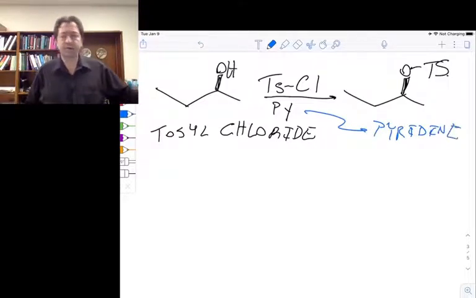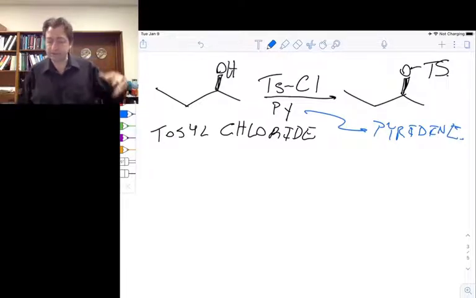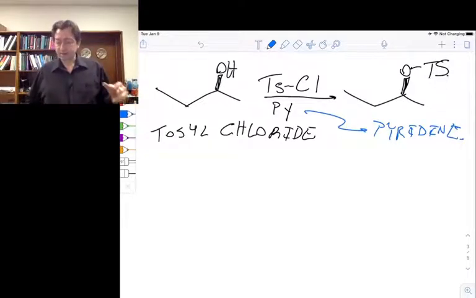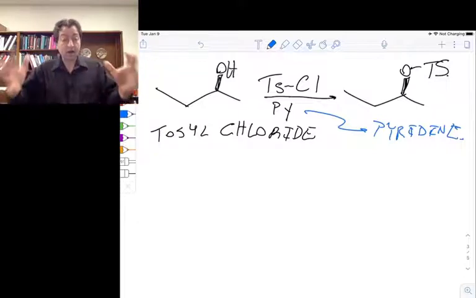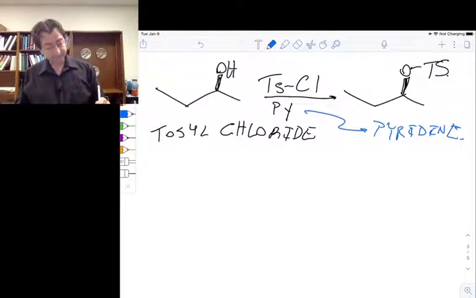And the pyridine, of course, is a molecule we talked about a long time ago when we were talking about aromatic molecules. Here we're using it as a solvent because it just works very well for this particular reaction. Okay, so what's this tosyl chloride?